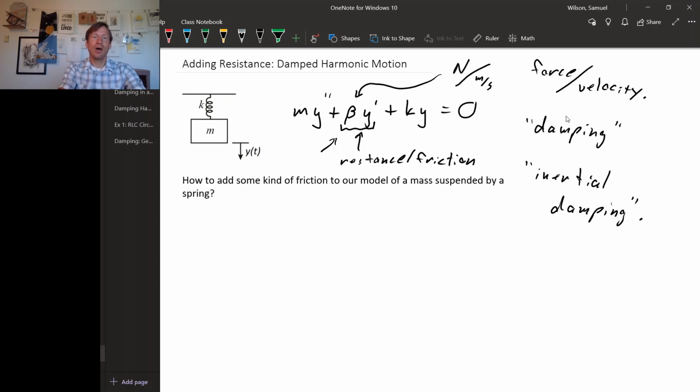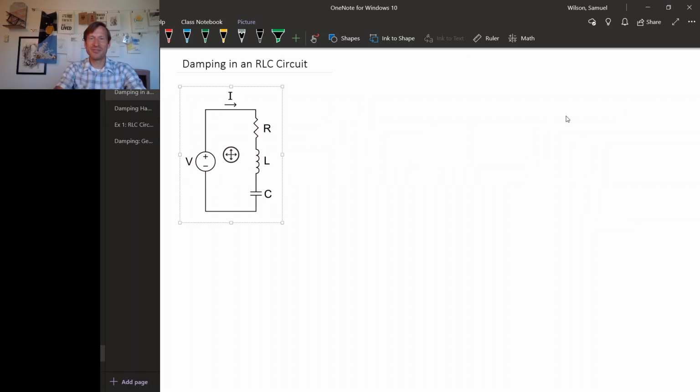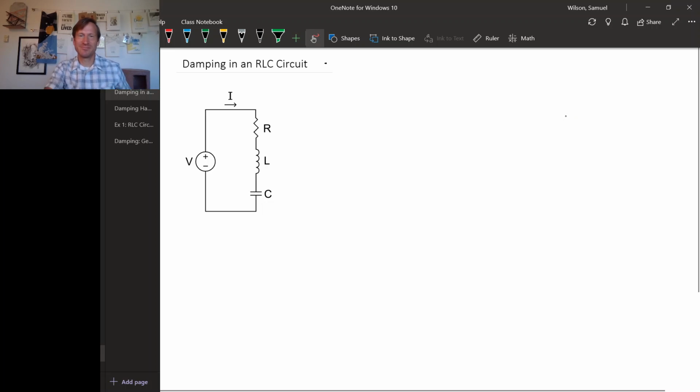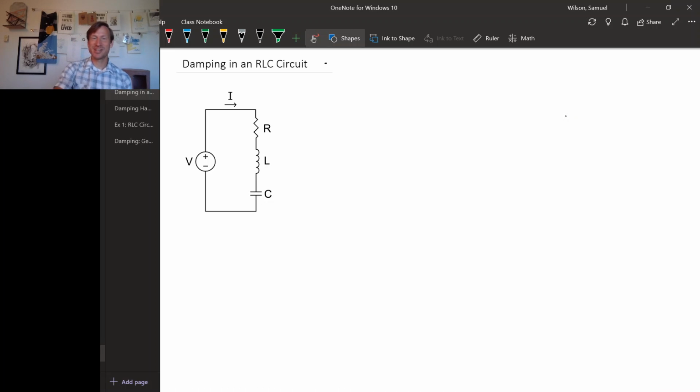Okay, but what about our other favorite second order linear type system, and that would be an RCL circuit, a resistor, inductor, capacitor circuit. So still we're going to stick with our voltage source being 0 just for the time being. Remember that current is the time derivative of charge on the capacitor, right? Q is charge on the capacitor in this situation.